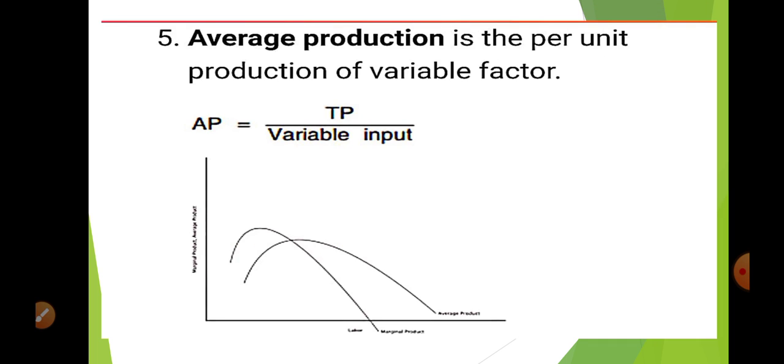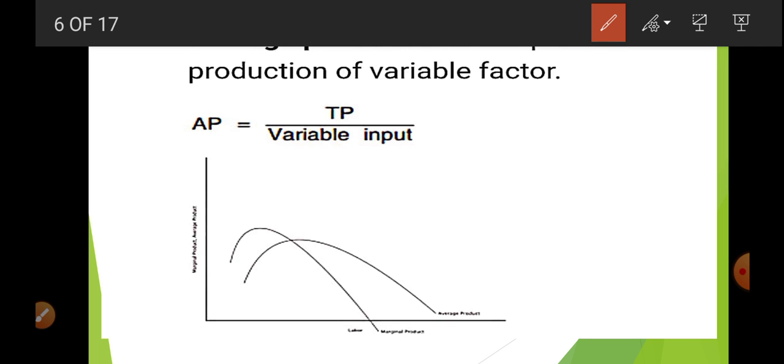Now come to the average product. Average product is per unit production of the variable factor. So when we are employing the variable factor, whatever average production we are getting is known as the average product. How do we calculate AP? TP upon variable input. Okay. So here you can see the diagram.